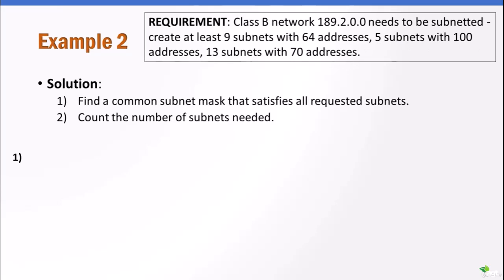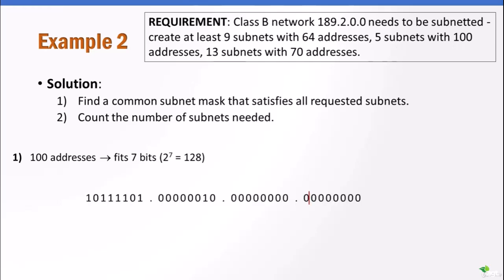So we need to figure out how many bits we need to use for our host portion to be able to create at least 100 different addresses. That's going to be 7 bits, because 2 to the power of 7 is 128. If we used 6 bits, that would be 64 different addresses. And that's actually enough for these 9 subnets, which require 64 addresses each, but it wouldn't be enough for the other 2 types of subnets.